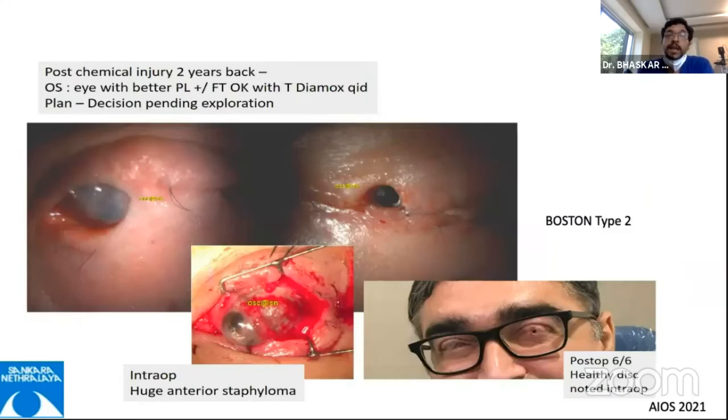Another patient with one eye chemical injury, other eye was already damaged because of the chemical injury. There's a tarsorrhaphy done by the primary surgeon. So when we opened up, there was a large staphyloma. So we addressed the staphyloma with a patch graft, then planned for a type 2 keratoprosthesis with AGV and vitrectomy, and he has maintained 6/6 vision for the last 4 years.